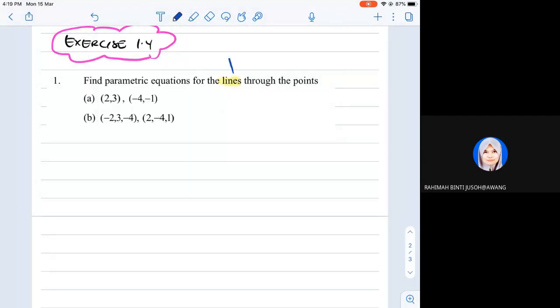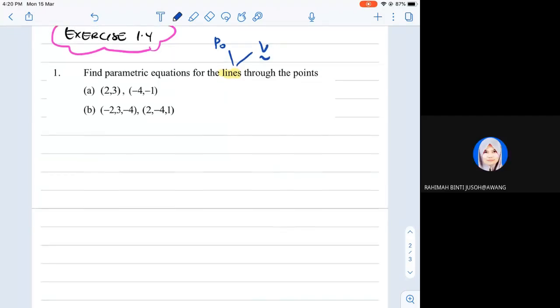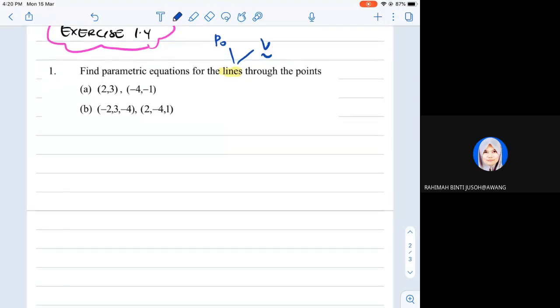Kita perlukan 2 benda. Satu P0, satu lagi kita perlukan apa? Nak cari equation for line? Parallel vector. Parallel vector, yes, very good. We need to have V. So in this case, you are given 2 points, ada 2 titik, but you are not given any parallel vector. So now we need to find the parallel vector.